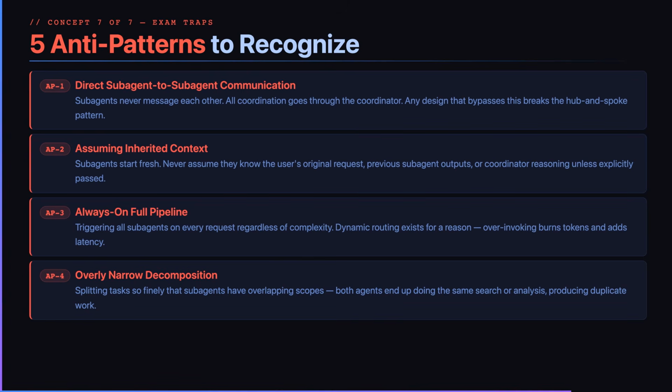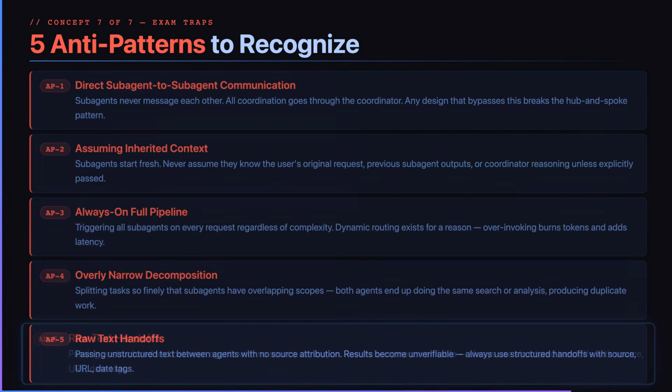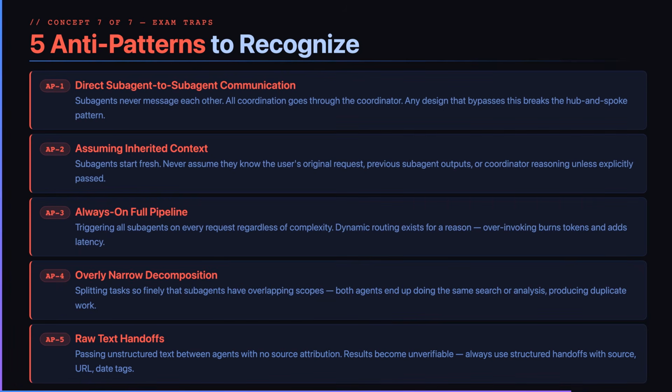Anti-pattern 4, overly narrow decomposition. Splitting tasks so finely that subagents have overlapping scopes. Both do the same search and produce duplicate work. Anti-pattern 5, raw text handoffs. Passing unstructured output between agents with no source attribution. Always use structured handoffs with source, URL, and date.